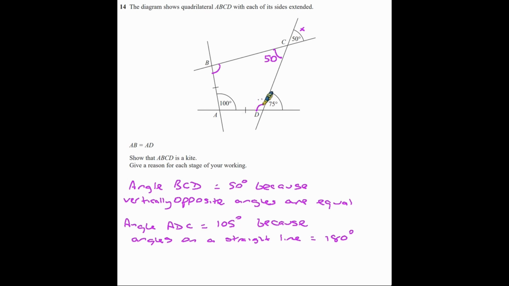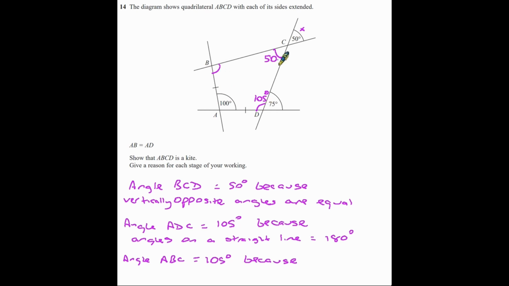Now that we know this is 105, we need to prove, in order for it to be a kite, that this angle here is also 105. Now, we are looking for angle ABC. So our next line is angle ABC is equal to 105 because. Now this is the point where we get to check out our maths.